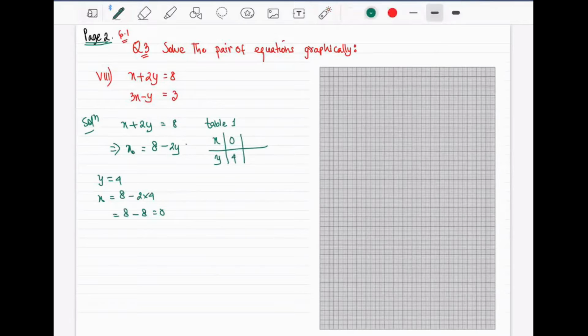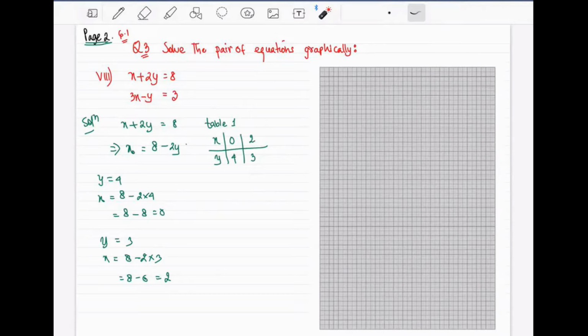So let me take up another value of y. Let me take up y is equal to 3. How about now? We will get x is equal to 8 minus 2 into 3, which will be 8 minus 6, which is 2. So when the value of y is 3, the value of x is how much? 2. Okay, I'm putting it here. The value of y is 3 and the value of x is 2. Okay, you can take one more point here. It's up to you. But we have got 2 points, which is enough to draw a graph.